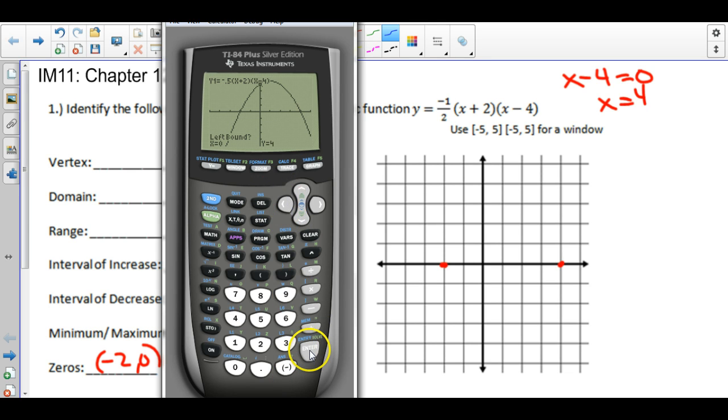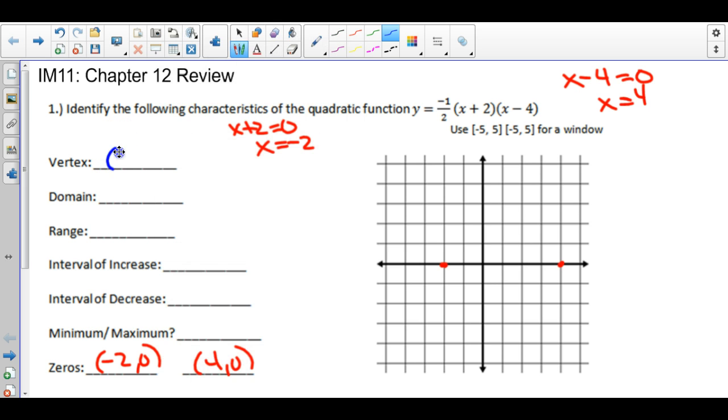So once left bound, notice my cursor is flashing to the left of my zero, and now I'm going to move it to the left of my maximum, and then to the right of the maximum, and then I'm just going to move it right between those two, somewhere towards the top. And I have a maximum of 0.9999, that's basically 1. So my maximum x coordinate is 1 and the y coordinate is 4.5. So I have a vertex at (1, 4.5).